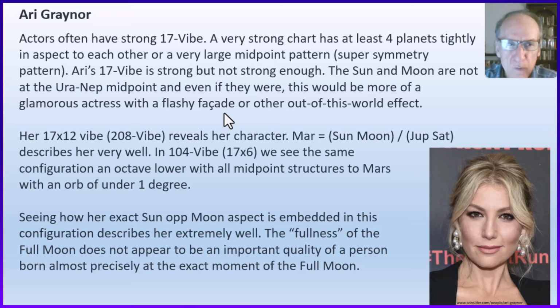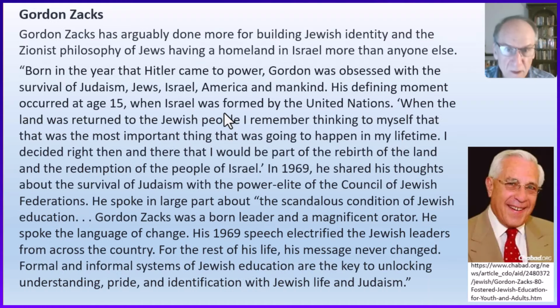It's a whole new way of understanding things, and we're saying that Ari Grainer is a great actress because of a 17 times 6. You can also look at it as a 17 times 12 planetary configuration in which that new moon, a full moon, that sun-moon opposition is a critically important part of it. Wow. This is a whole new way of understanding astrology.